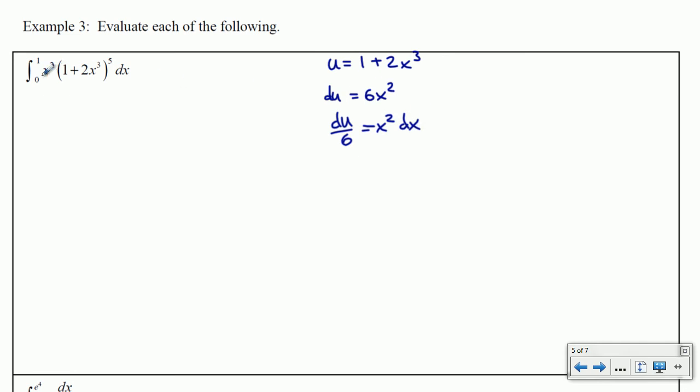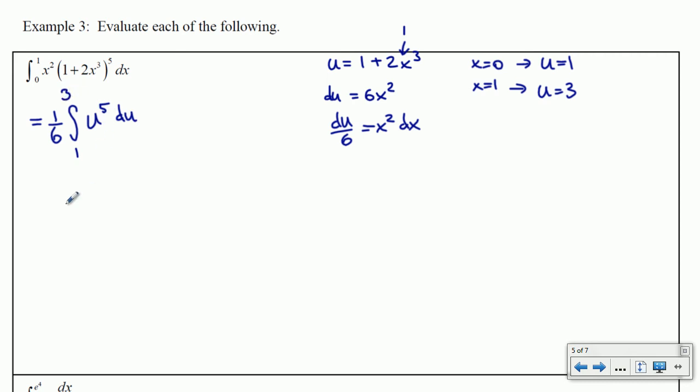But now we need to adjust our interval because the lower and upper bound for this integral was based on x. We need to adjust it for u. So when x is 0, I would sub a 0 in there. So 2 times 0 cubed plus 1 is 1. So when x equals 0, u equals 1. And then for the upper bound, when x is 1, 2 times 1 cubed is 2, plus 1 is 3. So when x is 1, u is equal to 3. So now this integral would become 1 over 6 u to the 5th du, with my lower bound 1 and my upper bound now 3.